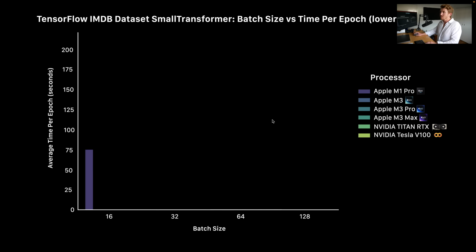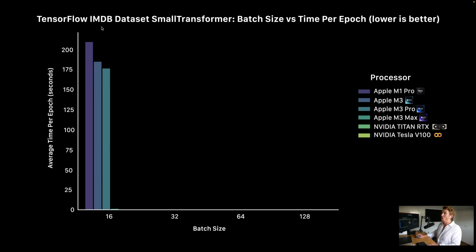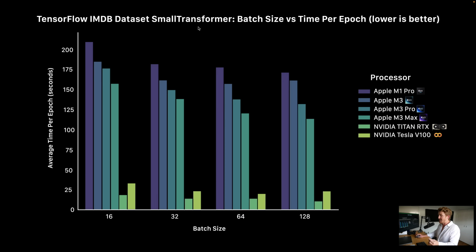Finally, we have TensorFlow IMDB dataset SmallTransformer. This is a transformer network, attention-based. It's just one layer, so just a relatively small model, just really to do some benchmarks. Again, as we increase the batch size, we slightly get an improvement in average time per epoch, but same story here across the board, that we get an improvement as the M series chips go up.